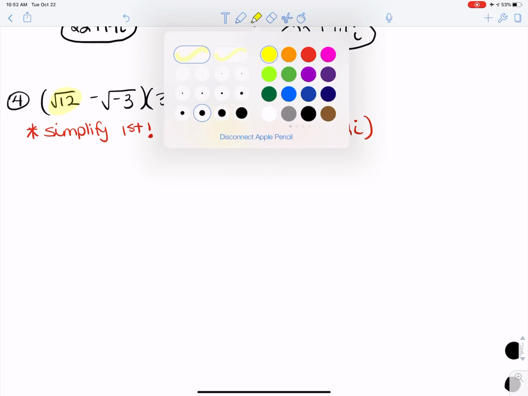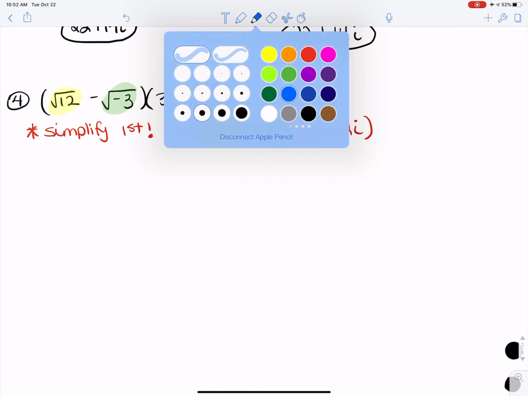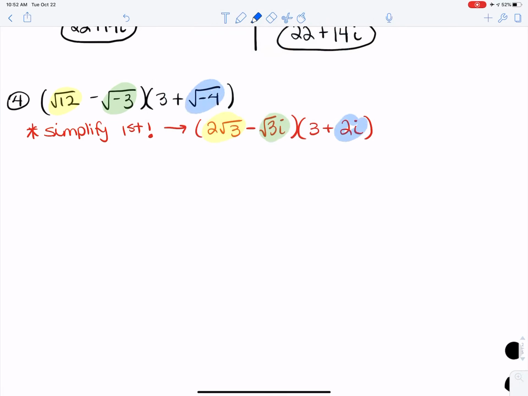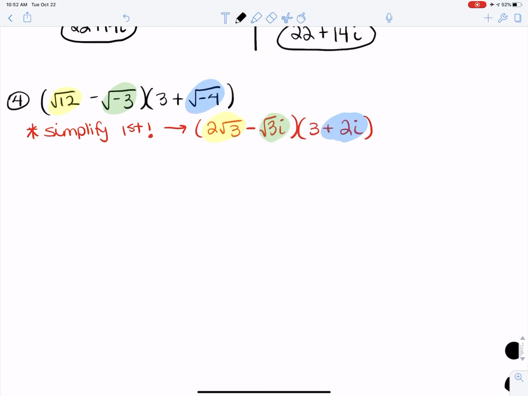Square root of negative 3, that simplifies to be, oh, fix that. Simplifies to be square root of 3i. 3 doesn't simplify at all. It stays regular old 3. And the square root of negative 4 simplifies to be 2i. So simplify it first. And then after you simplify, then we're going to do the regular old box method to multiply. So this is the 2 square roots of 3 minus square root of 3i.